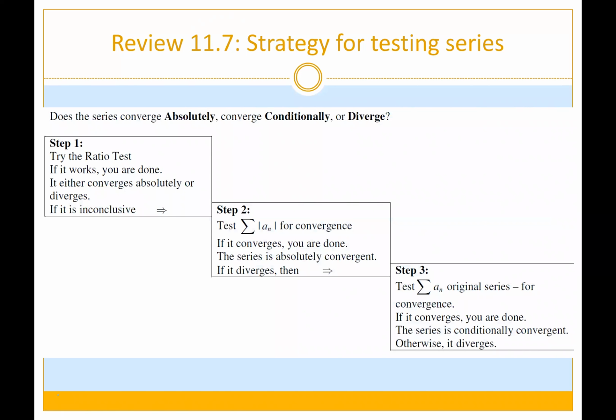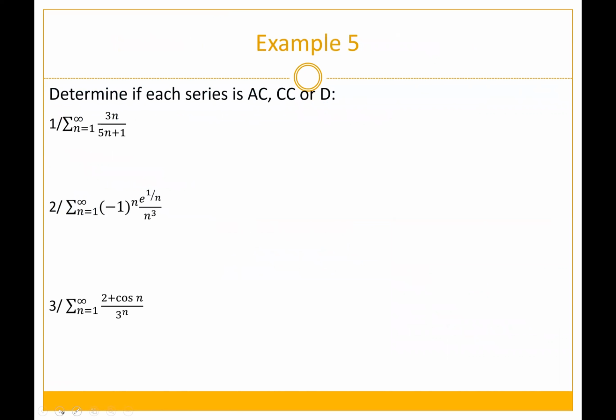Test the absolute value for convergence, or if it converges, you're done. Or if it's absolutely convergent. If it's divergent, then you can try testing the original series. Say maybe it's an alternating series, and the alternating series test may make it conditionally convergent.